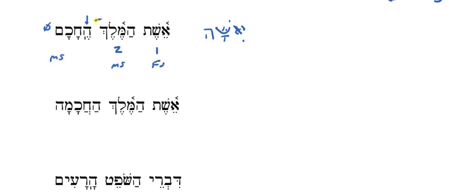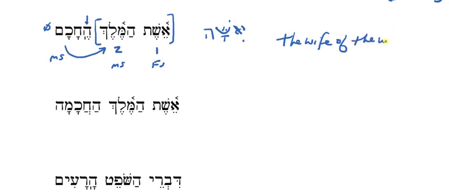So in the construct chain, I have the wife of the king, but which one of these is wise, the wife or the king? Clearly, the king is wise. Okay? I don't know if I said wise or good, but this is wise. So I need to translate this as the wife of, and now I get to specify that the king is the wise king. The wife of the wise king. Okay? So that's how we translate that.